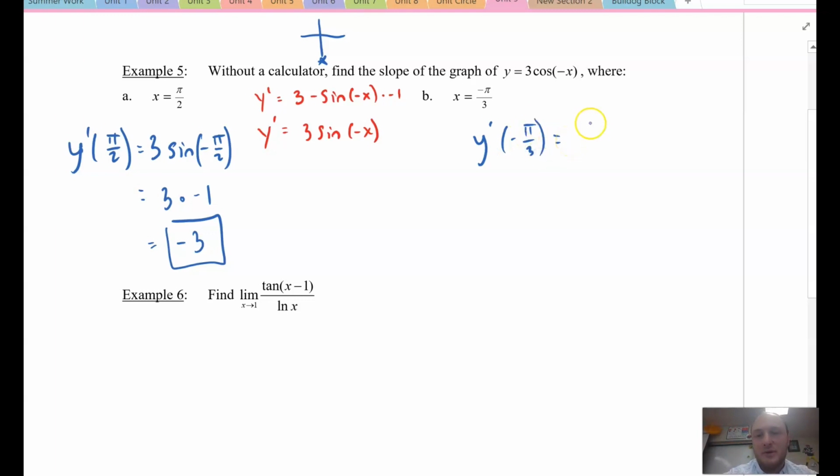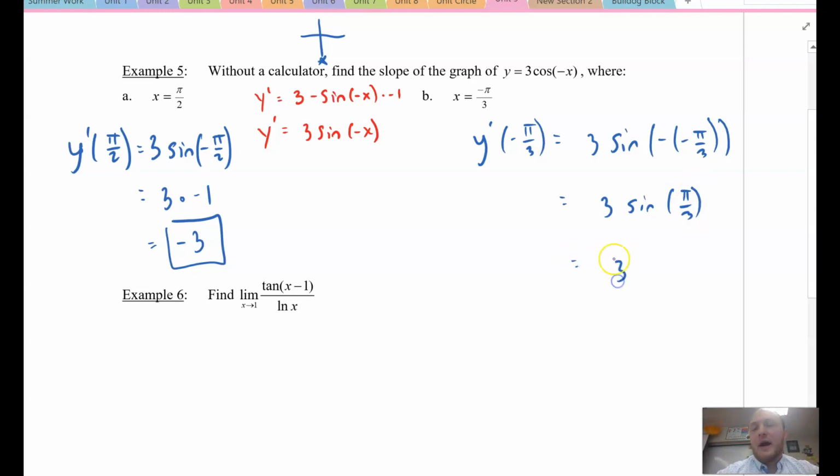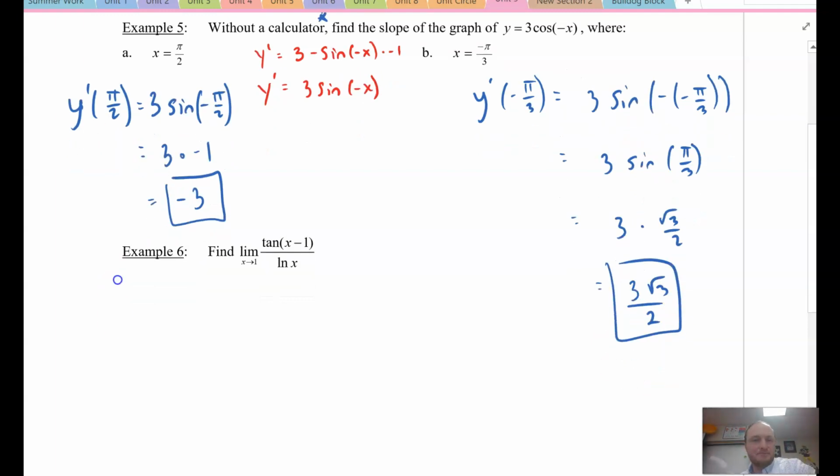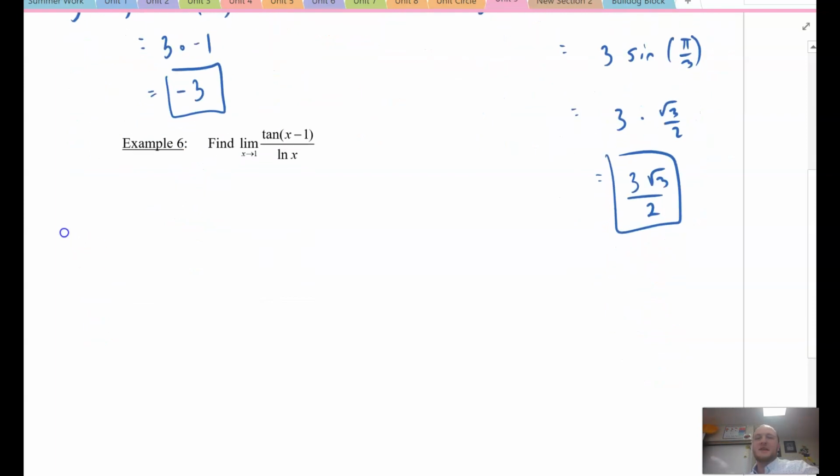How about y prime of negative pi thirds? The same thing: I use my derivative and evaluate at that x value. So negative times a negative pi thirds is just going to be positive pi thirds. And I know that at pi thirds, this is root 3 over 2 using my handy dandy hand trick. And there's your answer. Aren't those simple? Super simple.